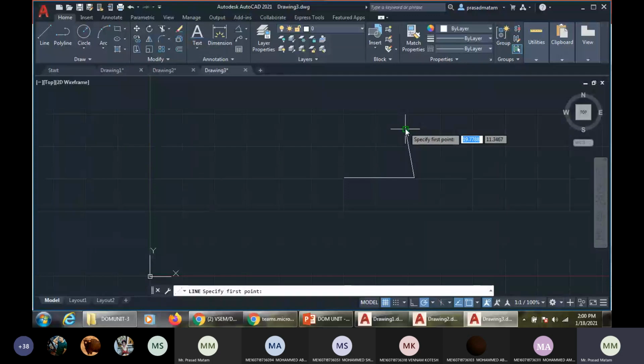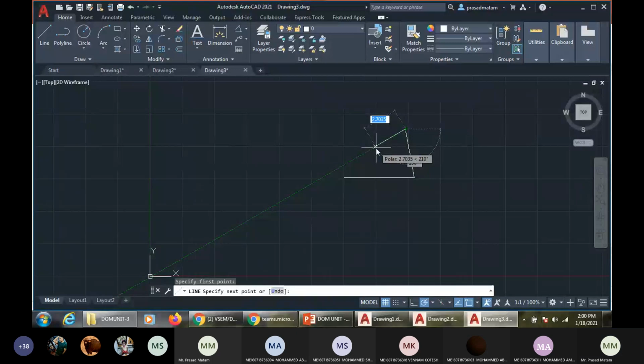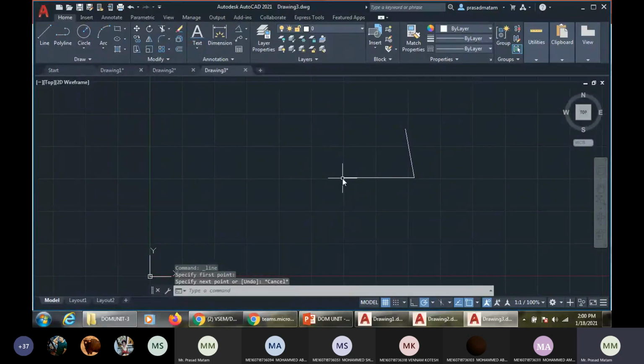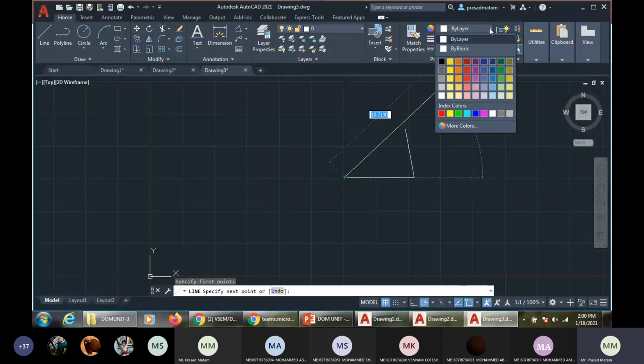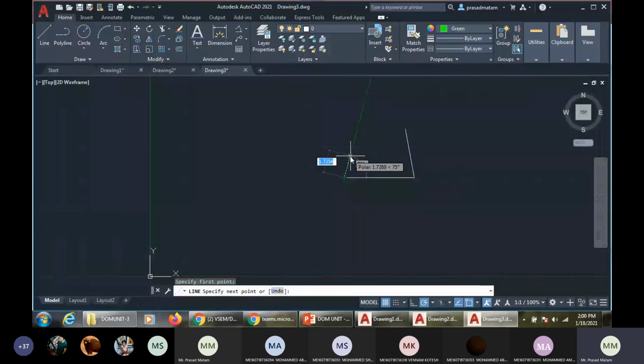Now from this point, I need to draw a line up to some length. But what is the angle I can choose? 190 degrees. Okay, before going to that, let me leave this. So I know this angle, no? Yeah, I will draw a line with a different color. Let me choose green color.